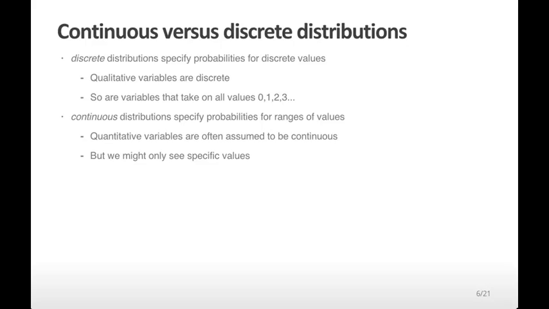However, even if we assume that a variable is quantitative, or we model it as quantitative, we might only see specific values. For example, you usually only see height reported in feet and inches in the United States, even though it could be measured at a much finer scale and be modeled as a quantitative variable.